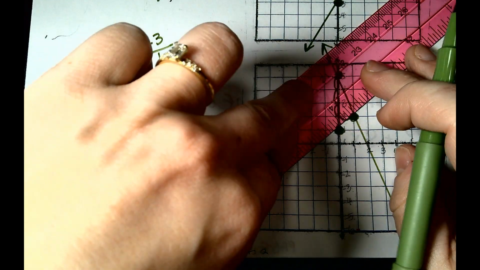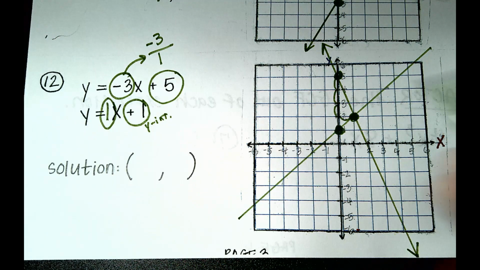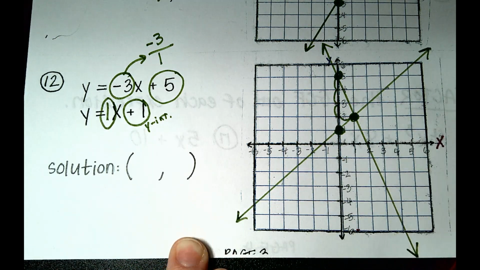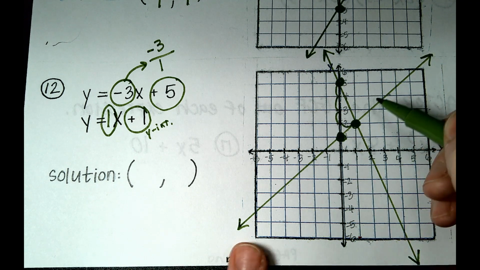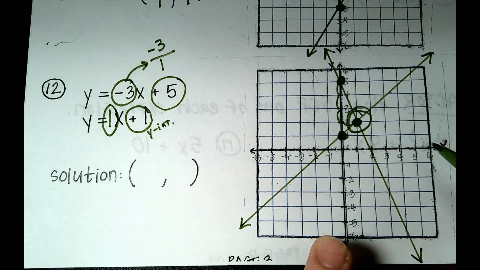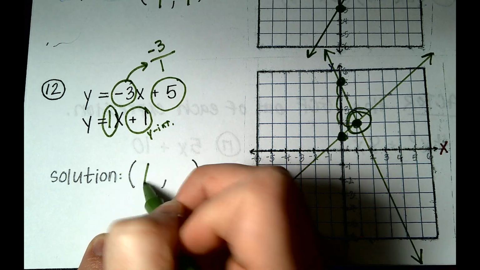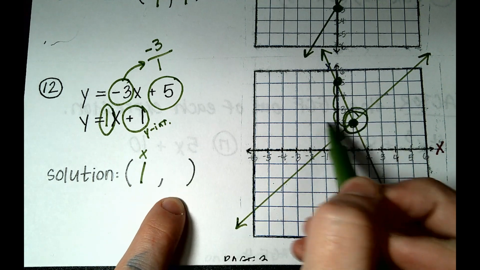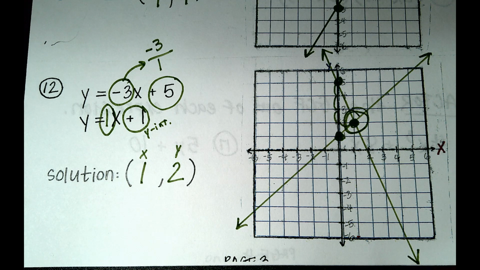And let's see. If you wanted to label the solution, again, you don't have to. Yes, perfect. X is 1, y is 2. Beautiful. Again, you don't have to do that part, but that is the answer if you're curious. Okay.